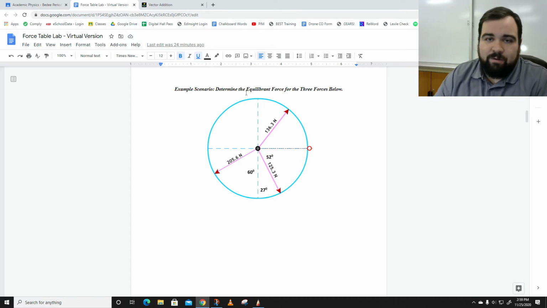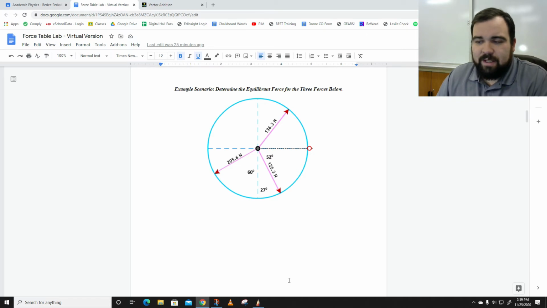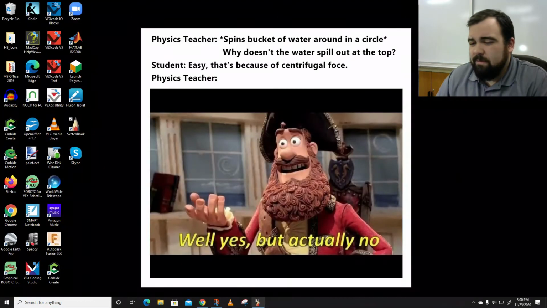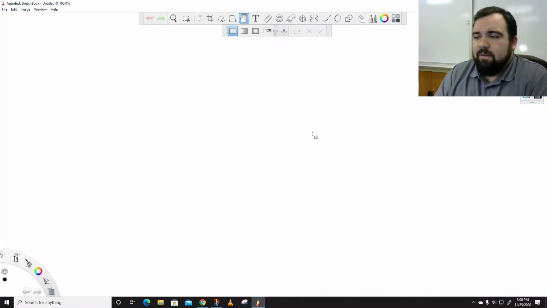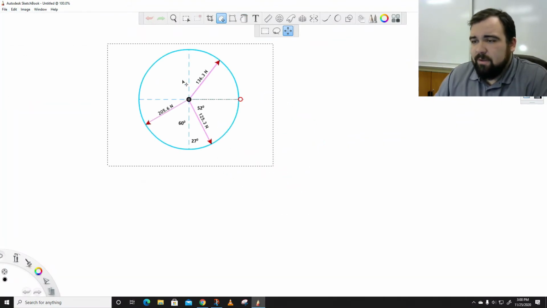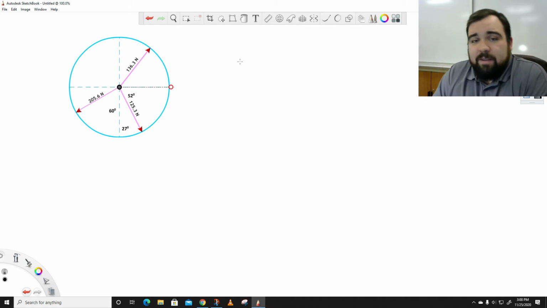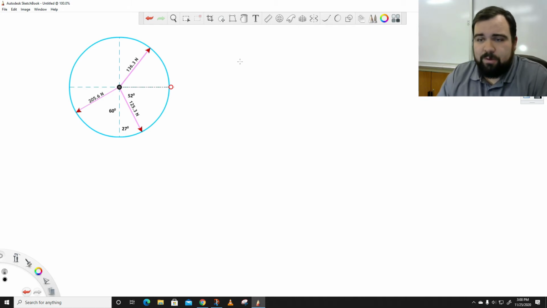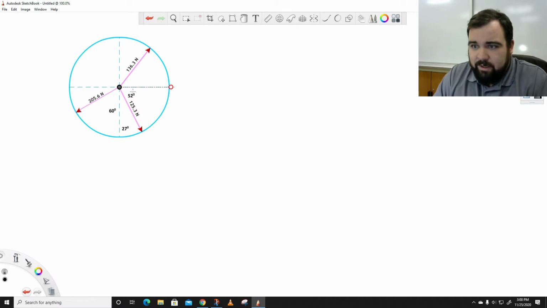So I'm going to go ahead and work through this first one, this example of how to find the equilibrium force for these three that are here. With this, we need to do what we normally do to solve for net force, and that is to break all of these into components. So this 52 degrees, that should be located up here.